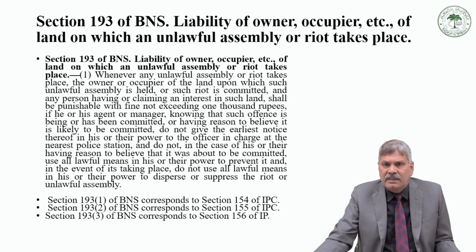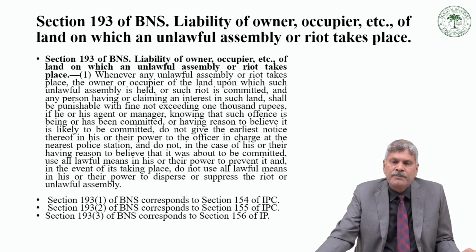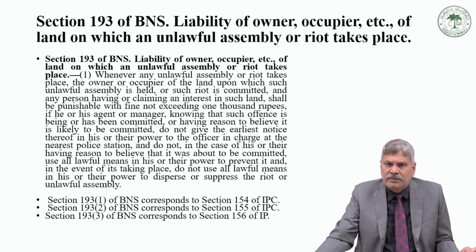Three classes of persons are responsible under this section. Number one is the owner, second the occupier, and third a person having or claiming an interest in land upon which an unlawful assembly or riot takes place. Under section 193 subsection 1, the owner of the land is punishable if a riot or unlawful assembly takes place on his land. Section 193 subsection 2 refers to the commission of riot only and not unlawful assembly. When a riot takes place in the interest of the owner or any person claiming interest in the land, section 193 subsection 2 applies.